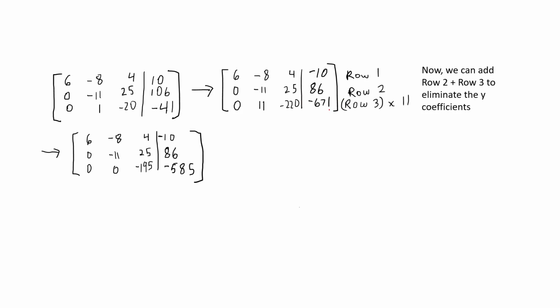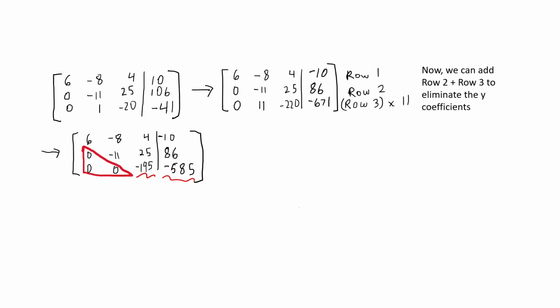Okay? And that's what we have in our last row. And now, look at that triangle of zeros circled in, shown in red there. That's really a good thing to have, because what we can now do is we can say negative 195z is negative 585. That'll mean z is 3.